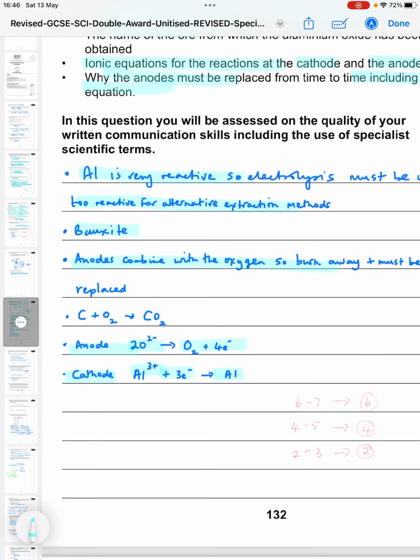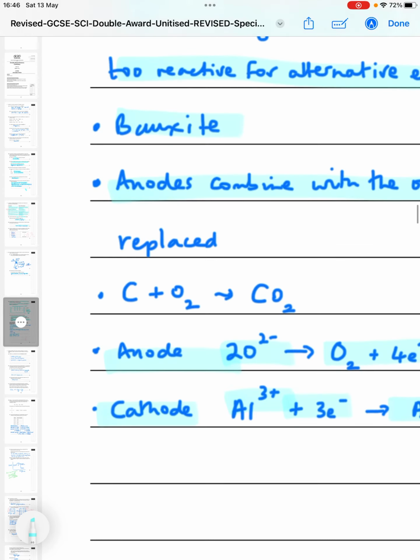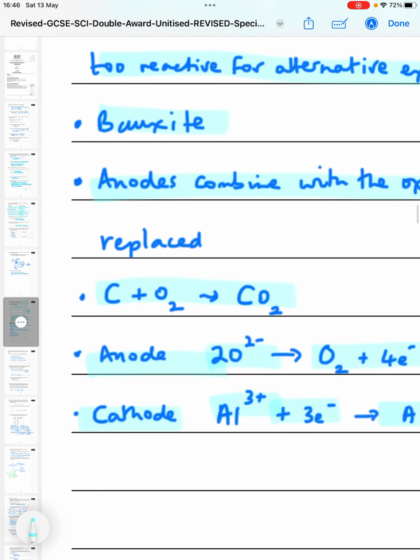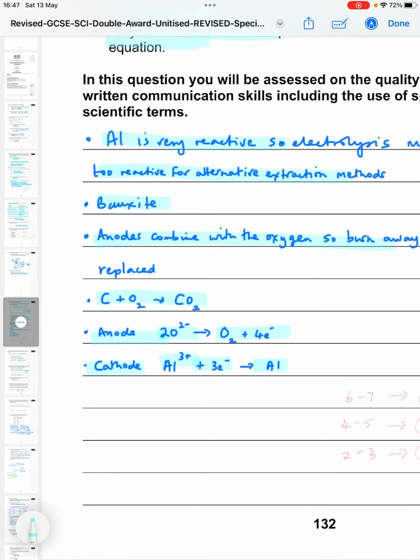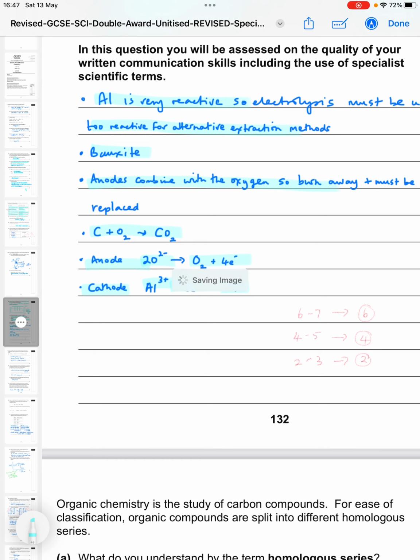Why the anodes must be replaced from time to time, including an equation. So the anodes combine with the oxygen, so they burn away and then they must be replaced. And the equation for that is C plus O2, C for the graphite in the electrodes, and O2 for the oxygen gives you CO2. Now, if you had got 6 or 7 points here, that was 6 marks. 4 or 5 points would take you to 4 marks, and 2 to 3 points, 2 marks. If you only got one indicative point, you didn't get any marks.